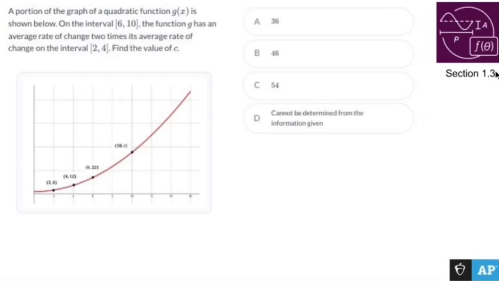Okay, random AP Precalc problem from section 1.3. A portion of this graph right here, it's a quadratic function, as you can see, is shown below. On the interval [6, 10], and [2, 4], I know the numbers are hard to see, the function g has an average rate of change 2 times its average rate of change on interval [2, 4].